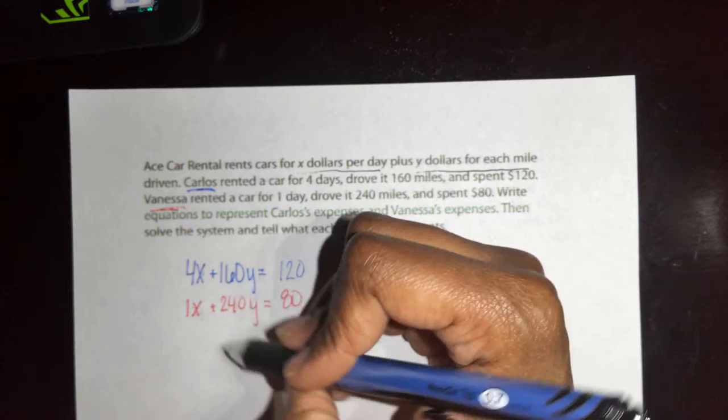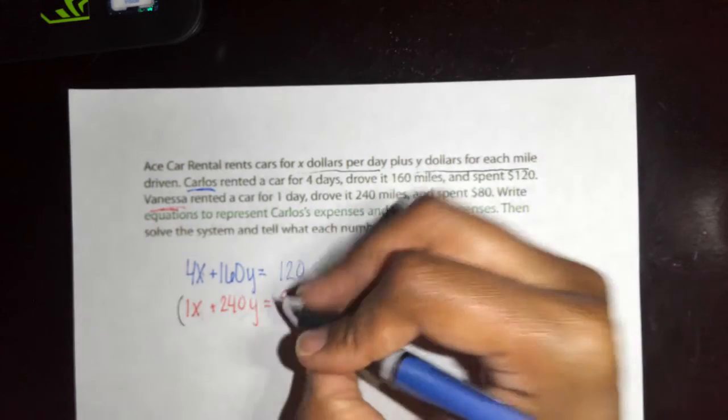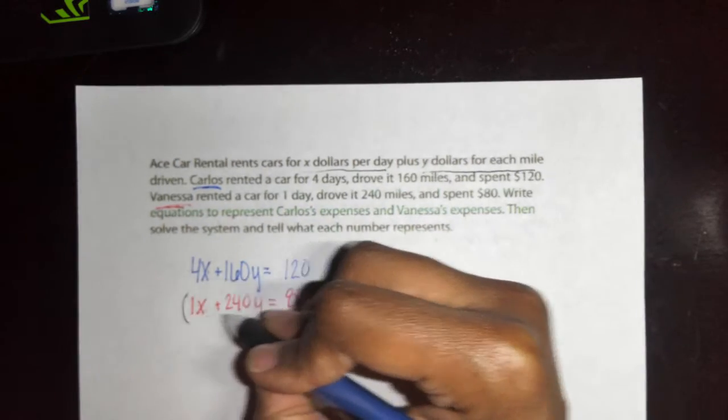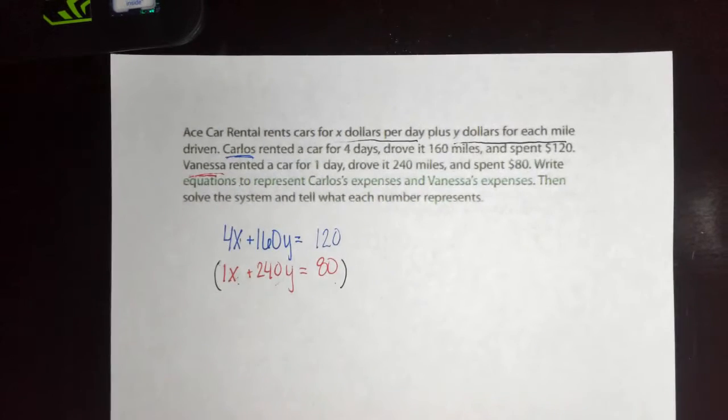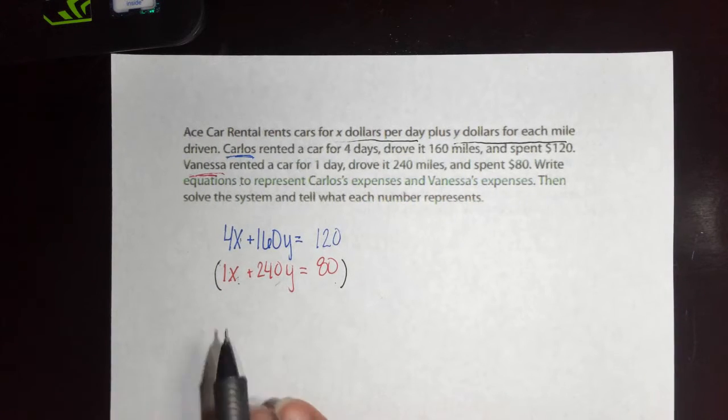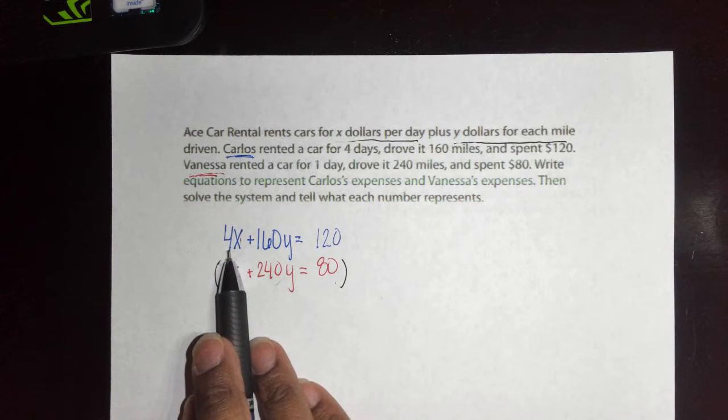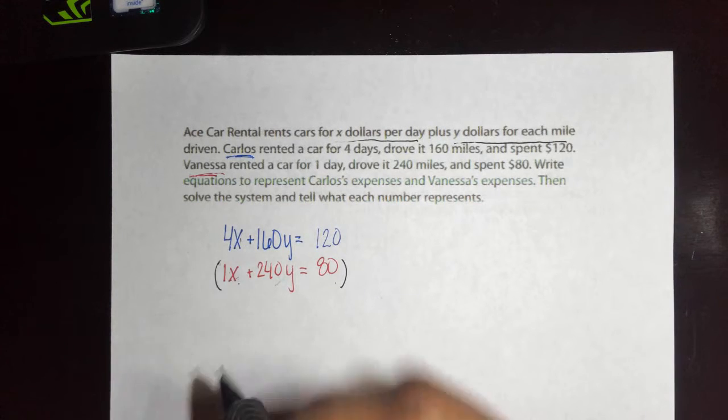Well, 1 is always an easy number to multiply. So I'm going to multiply this red equation by -4. I want it to be 4 so that it'll cancel out with the other one, and the negatives are what make it 0. So I'm going to say this whole thing times -4.